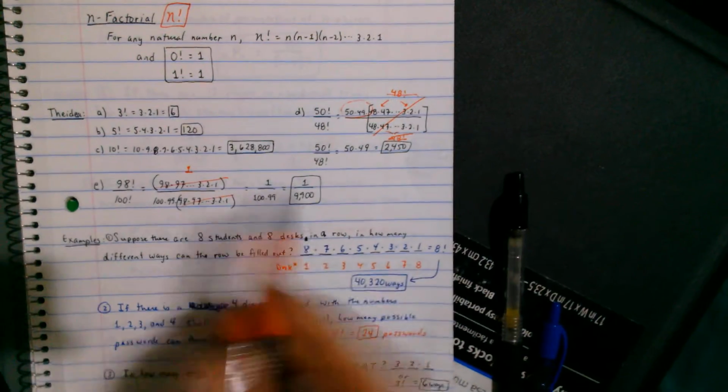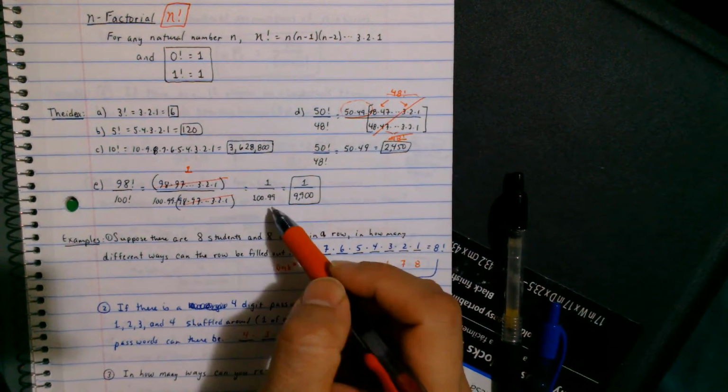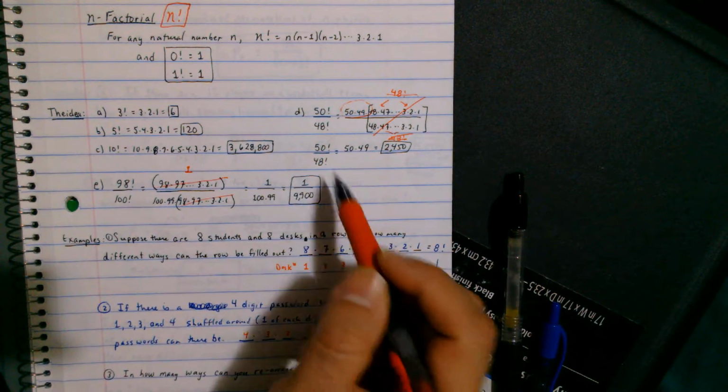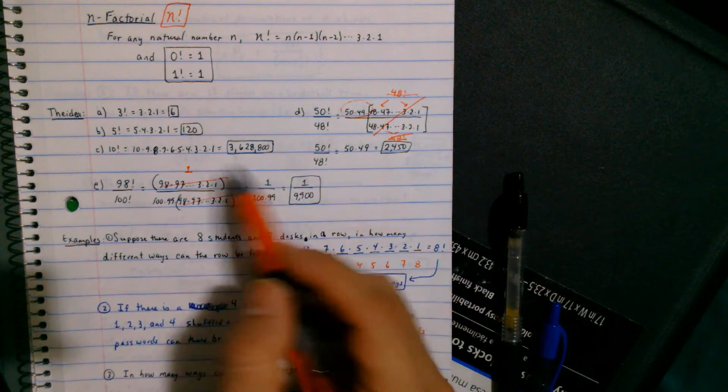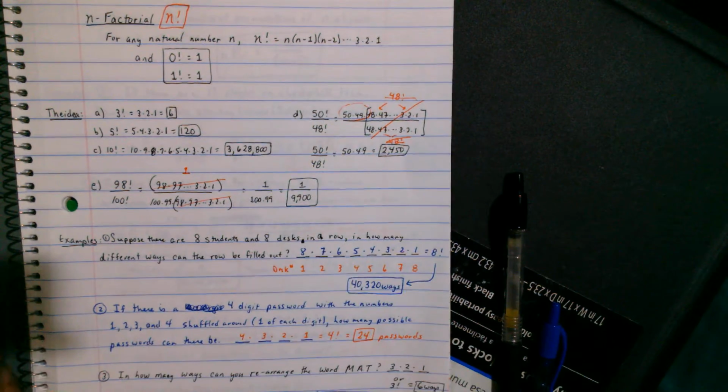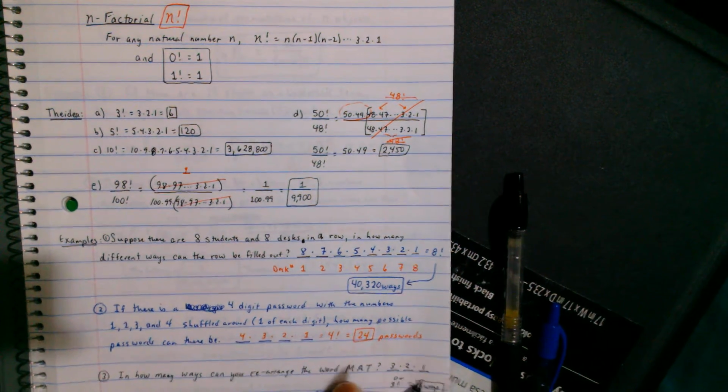So I have 1 over 100 times 99. So I have 1 out of 9,900 choices. 1 out of 9,900, that's what this divides to. So I'm going to give you an idea of how factorial works.